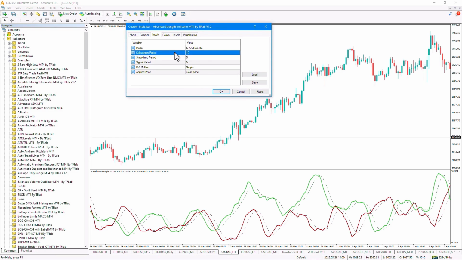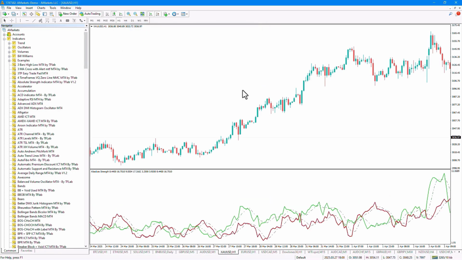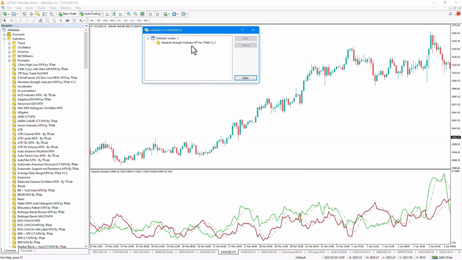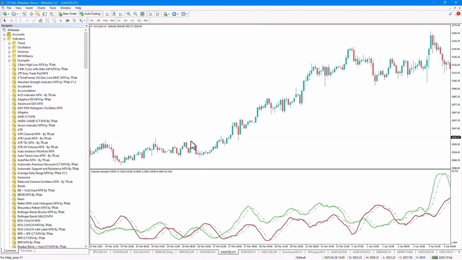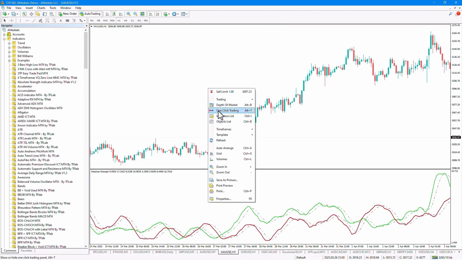In the next section, we can set the indicator period, which is set to 10 by default, and we can increase or decrease this value. In the following section, there is the smoothing period, which is set to 5 by default. If I set the value to 1 here, the indicator will be displayed with a lot of fluctuations. And to prevent these fluctuations, we can use the smoothing mode here. And we see that it shows us smoother lines.